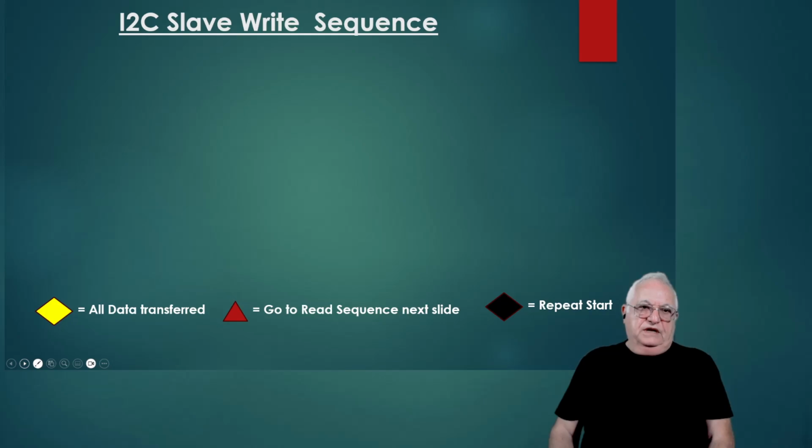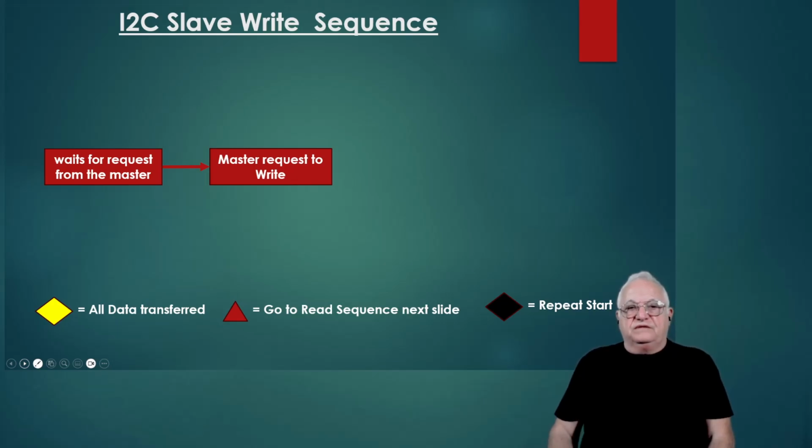Now let's look at it from the slave's standpoint. So the slave is just sitting there waiting for a command. When it gets the request to write from the master, the slave gets ready and starts receiving the data coming from the master. It continues to receive data until all the expected data has been received, at which point the slave is going to expect to get a repeat start or a stop.